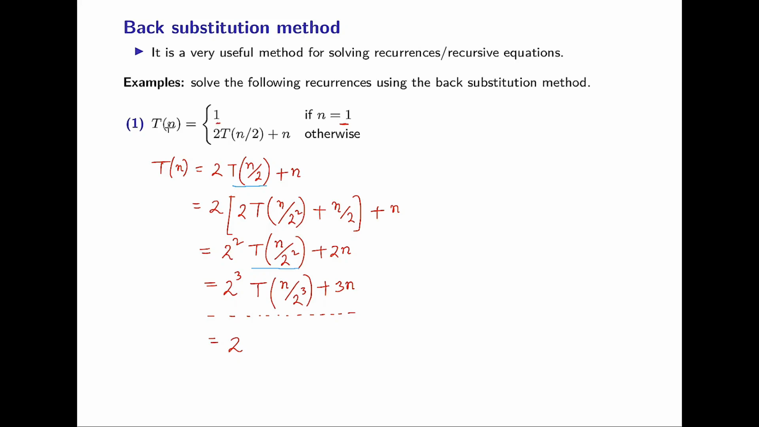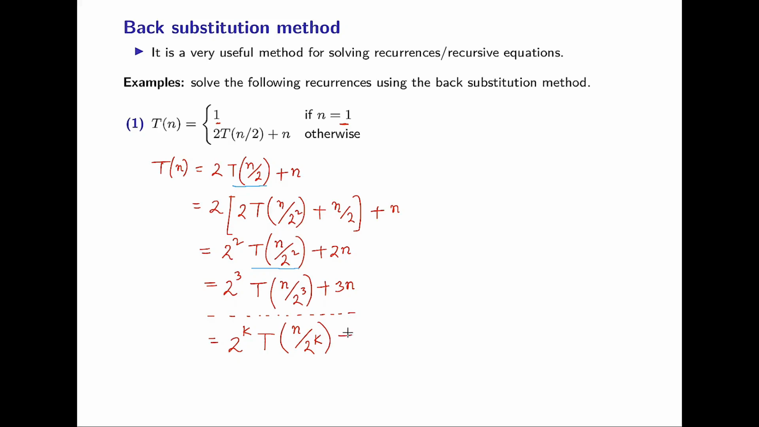Means what? Here it should be 1. Then only it will be T1 equal to 1. So now here you see, I will write it going up to k. So then 2 to the power k, T(n by 2 to the power k). K we do not know. So we will find out what it is.